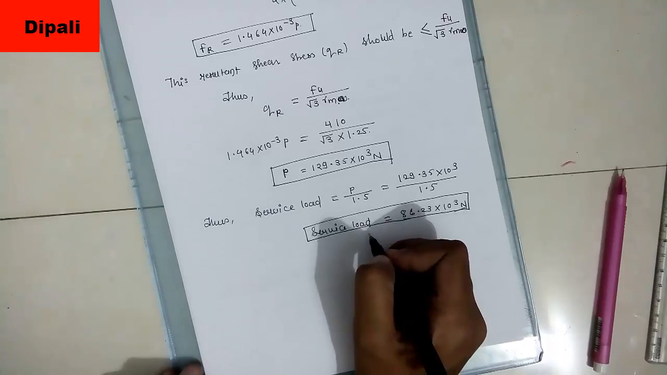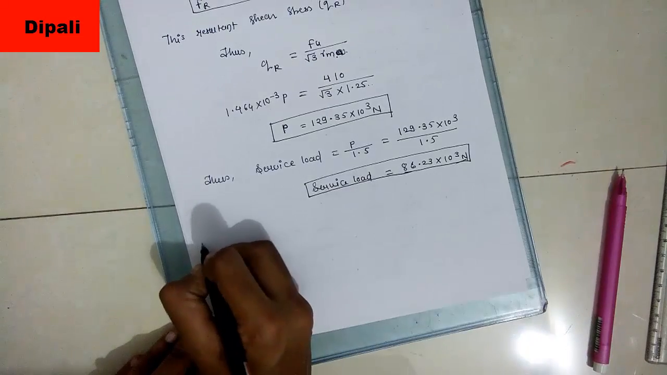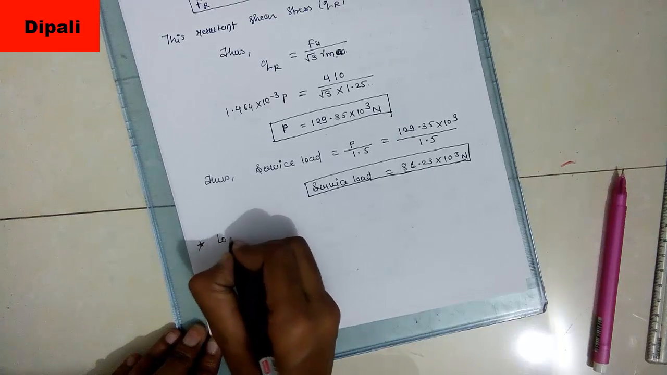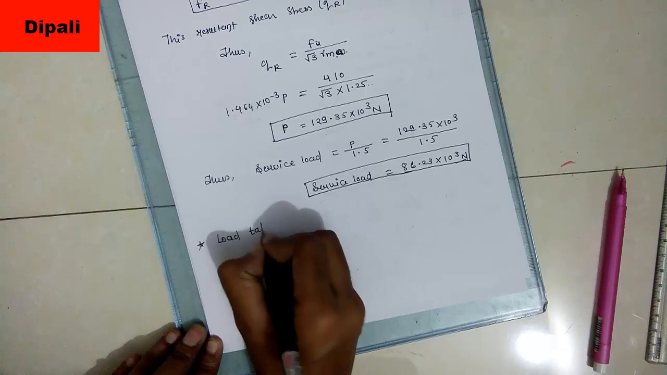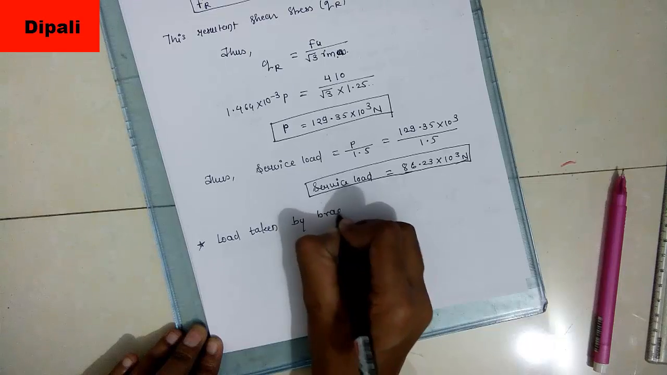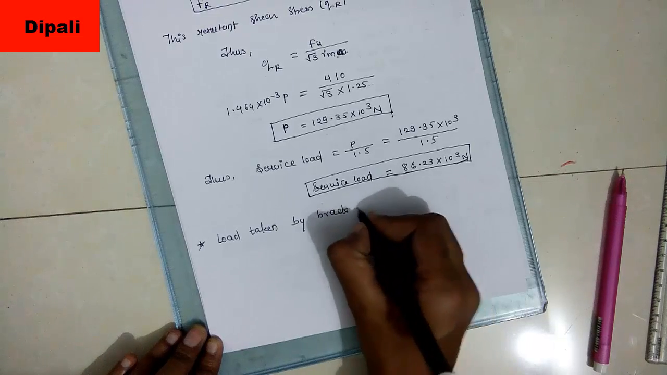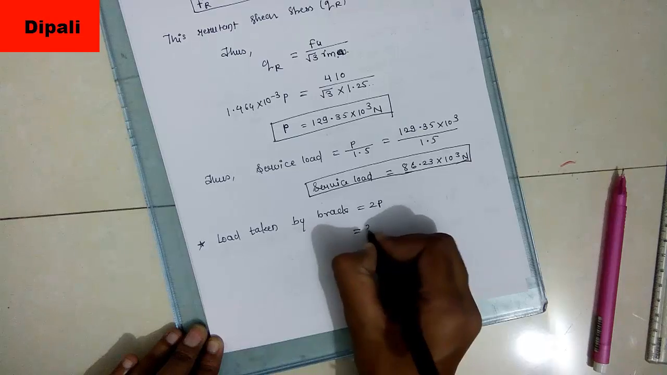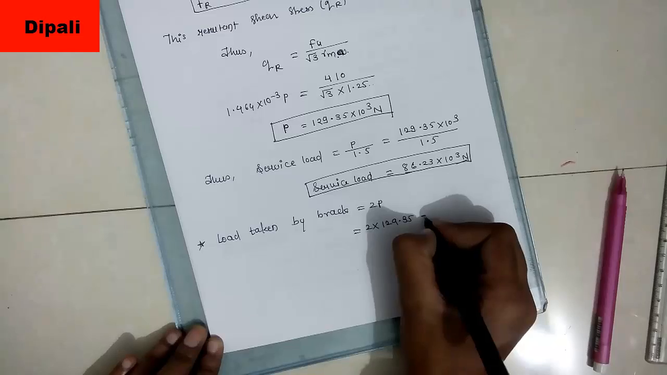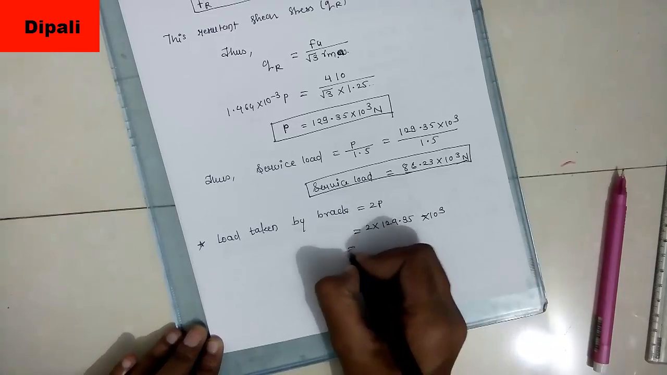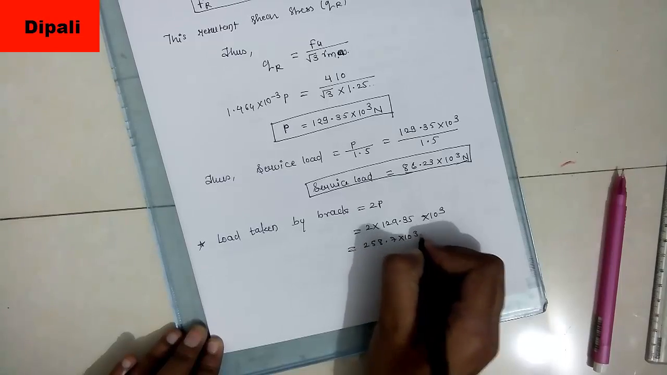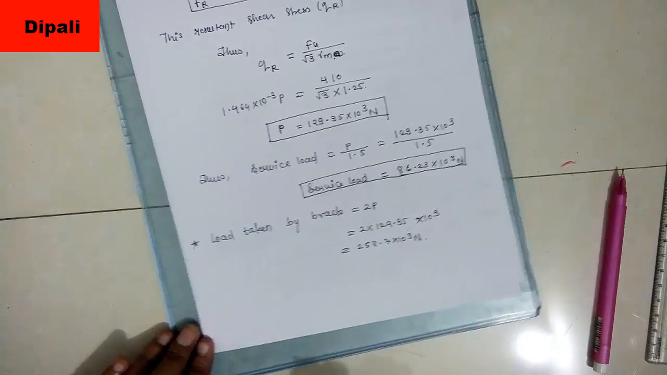Okay, after that, the next step, that is the last step, is the load taken by both bracket plates, that is 2P equals to 2 into 129.35 into 10 to the power 3, that is 258.7 into 10 to the power 3 Newton. Okay, thank you.